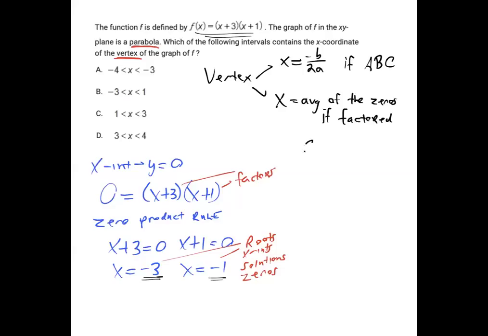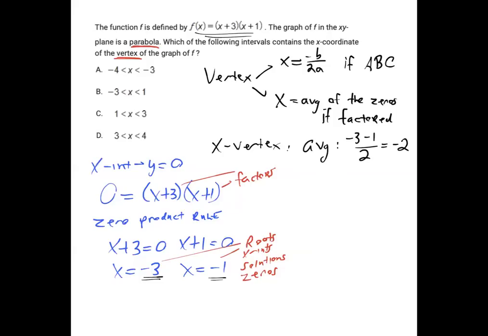So the average of the zeros would be -3 plus -1 all over 2, which is -4 over 2, which is -2. So that's the x value of the vertex. And so we have -2 for the x value of the vertex.